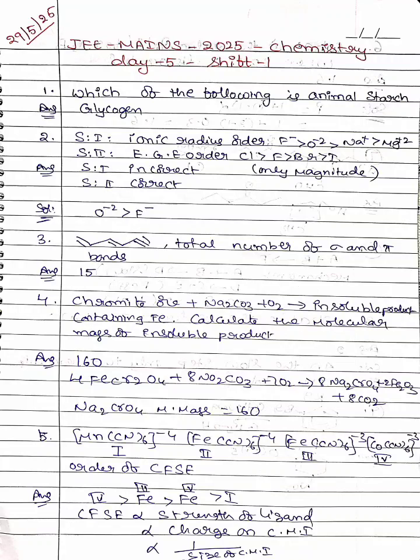Statement 2, electron gain enthalpy order, they have given only the magnitude they have mentioned, where the chlorine has the highest electron gain enthalpy, so which is correct statement. Third one, they have given the structure, unsaturated hydrocarbon, and they have asked to calculate the total number of sigma and pi bonds. We got 15 as the answer.